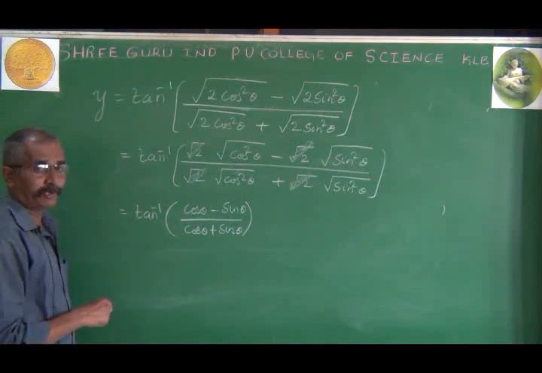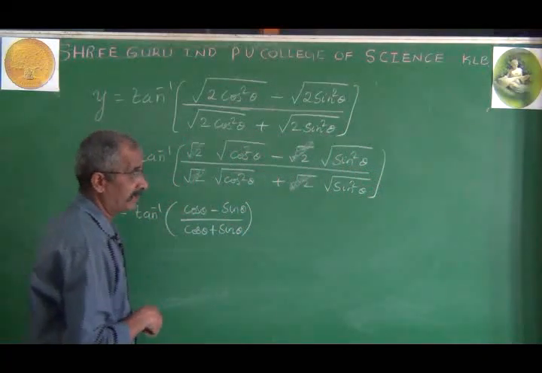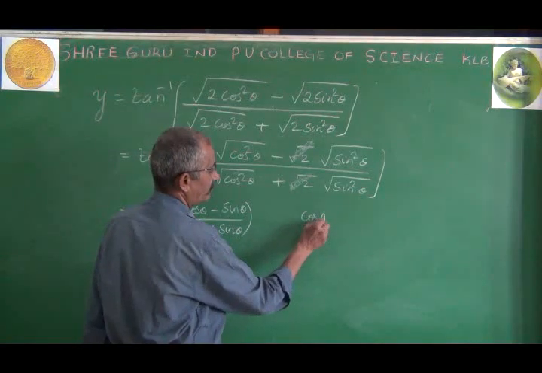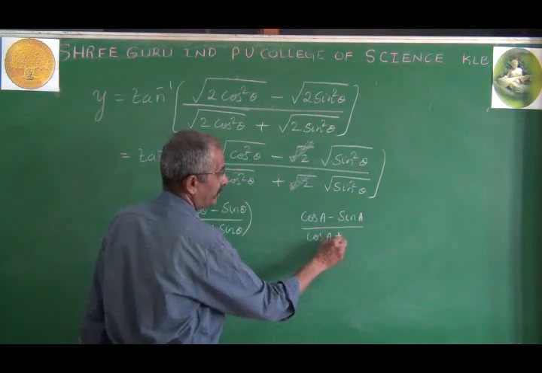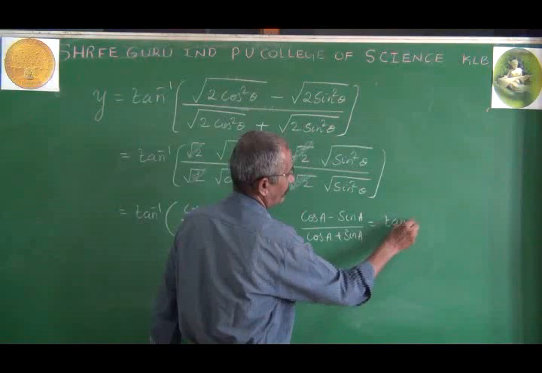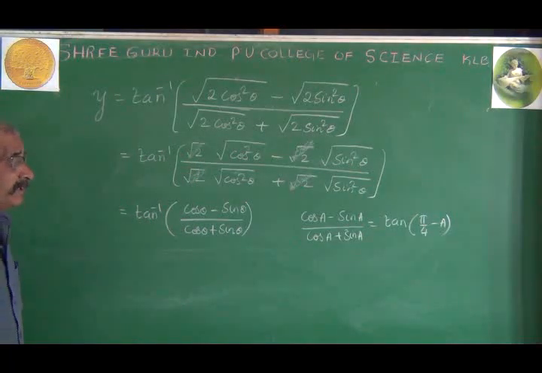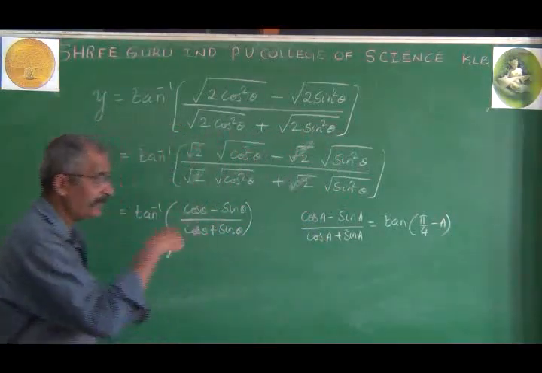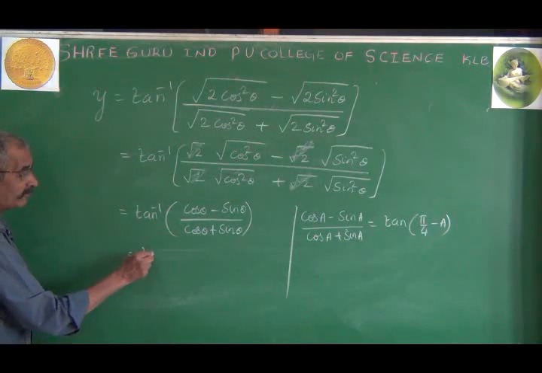This bracket expression is an already noted formula from first year, a well known multiple and sub-multiple angle formula: cos A minus sin A divided by cos A plus sin A equals tan of pi by 4 minus A. Whereas if we have the reverse arrangement, cos A plus sin A by cos A minus sin A, the formula will be tan of pi by 4 plus A. Now it is tan of pi by 4 minus A, so here we write tan of pi by 4 minus theta.